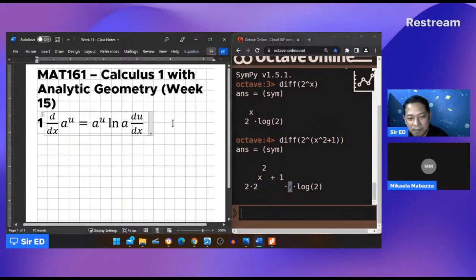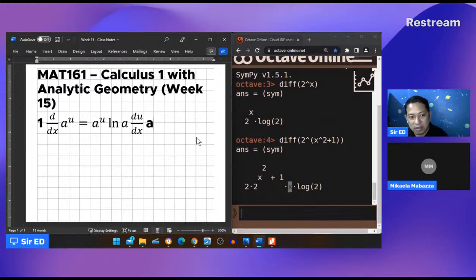Now, this will all be simplified if A is any constant. A is any constant.